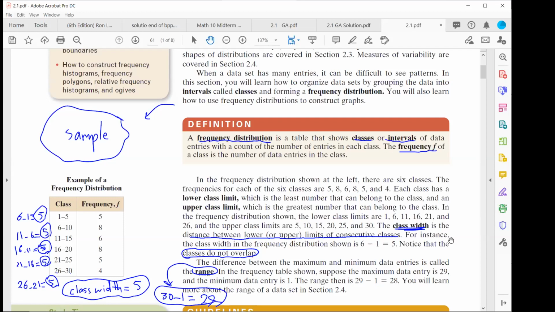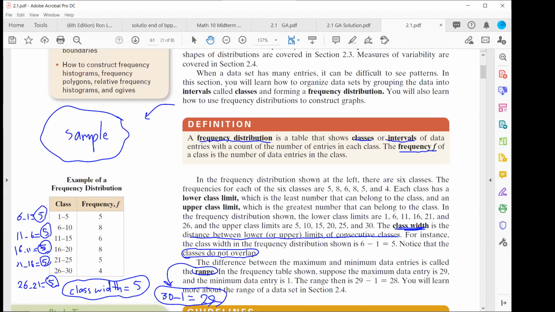I have a quick question. Go ahead. So the example of the frequency distribution, so to get that 5, you subtracted 6 minus 1, right? So you got the 6 from the second class? Yes. And then you subtracted it from the lower limit 1, and then you got 11, subtracted it from 6, and then you got 16, subtracted it from 11. So that's how you just keep finding them?